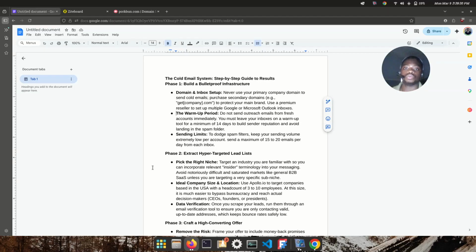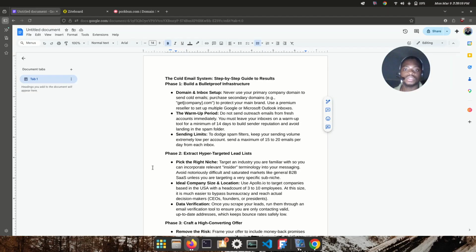So phase 2 would be extract hyper targeted lead lists. Now this one is a bit tricky, because a common trap that you would probably fall into would be going too niche, so going too specific. You want to avoid that, but then you also want to avoid targeting too broadly, because then your copy is not going to be as relevant as it should be.